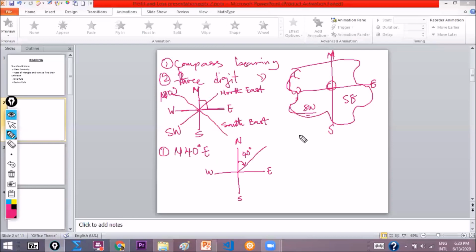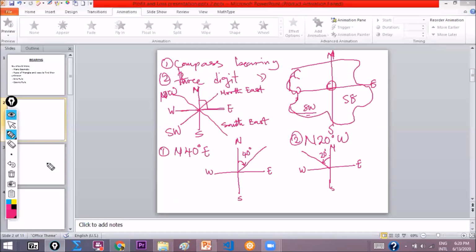Okay, if we have number 2, we are to represent north 20 degrees west on a compass bearing. These are north, south, west, east. So north 20 degrees west will be from our north towards the west, somewhere here. It moves from the north. It can never move from the west. For compass bearing, it moves from the north or from the south. You get my point.